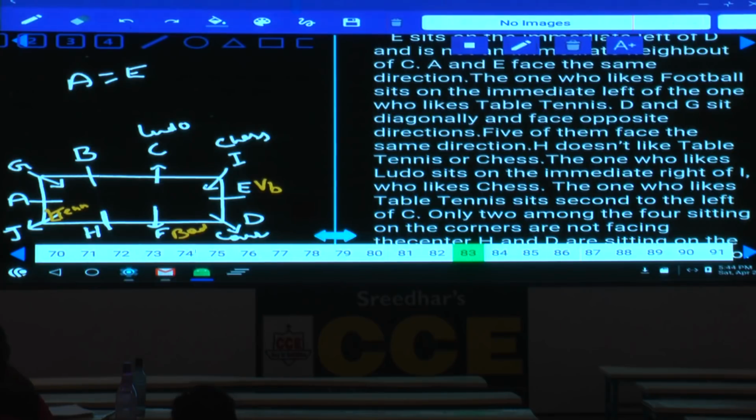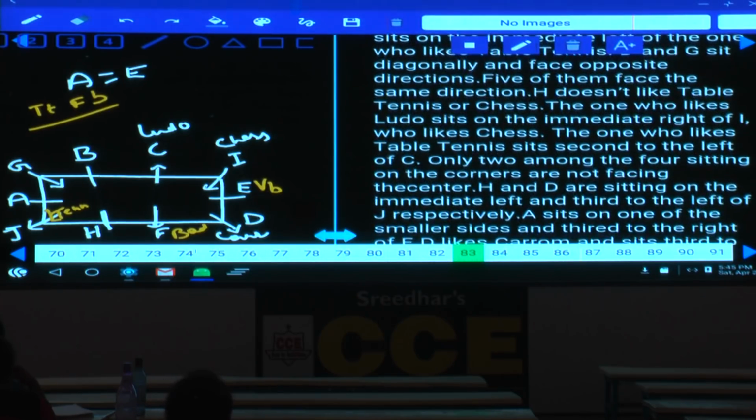Then what are the different possibilities we can have? Football is to the immediate left of table tennis. Then who can be football and who can be table tennis? Either G and B, or A and G, isn't it? Again, table tennis and football are adjacent to each other. And next one: D and G sit diagonally, and five of them face the same direction.